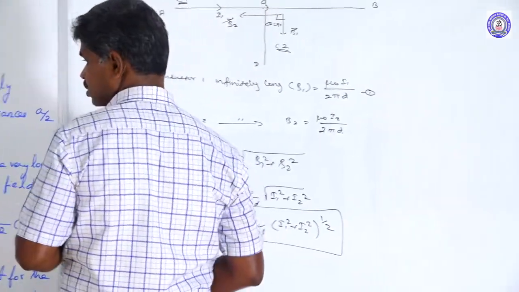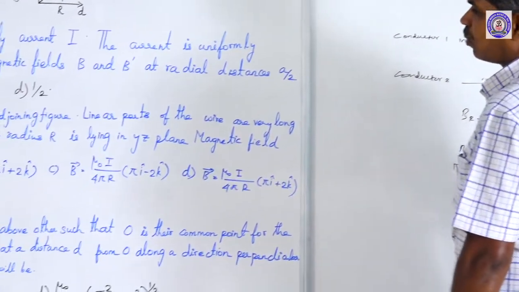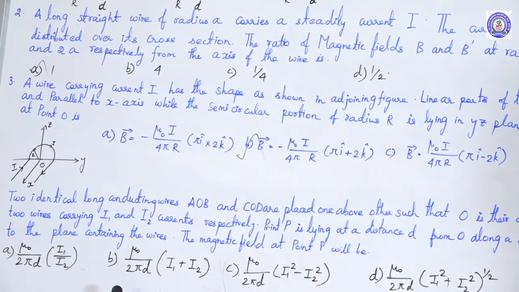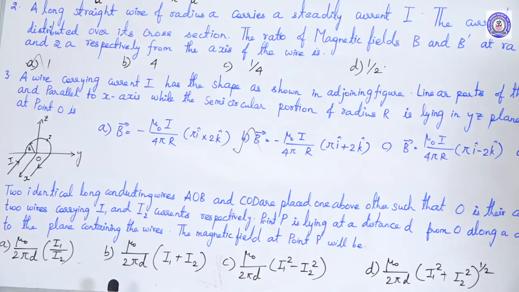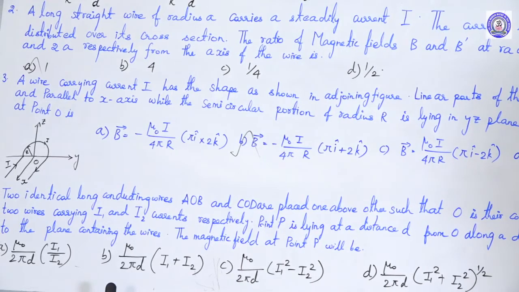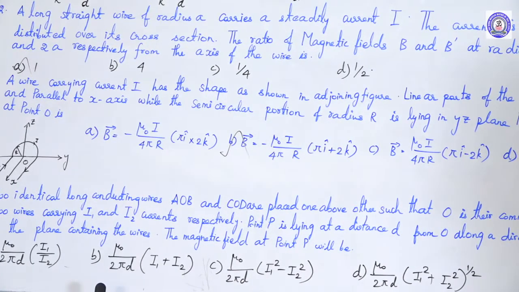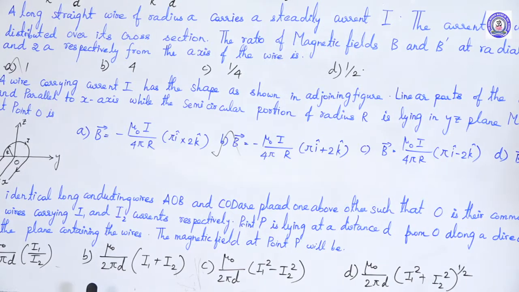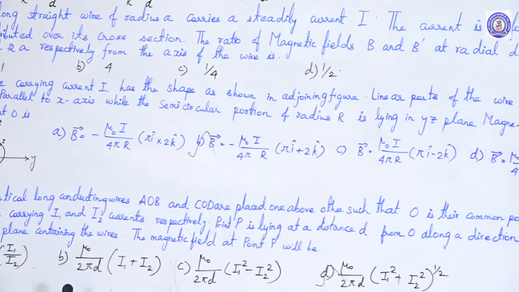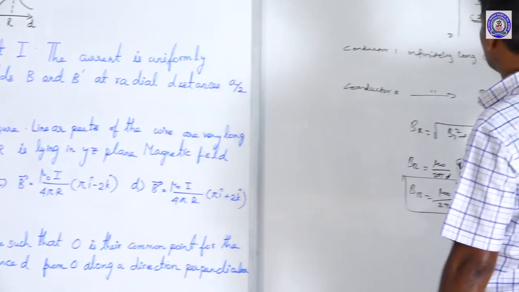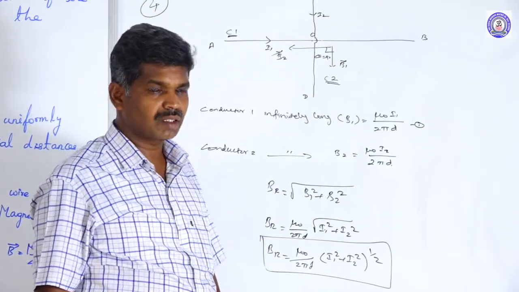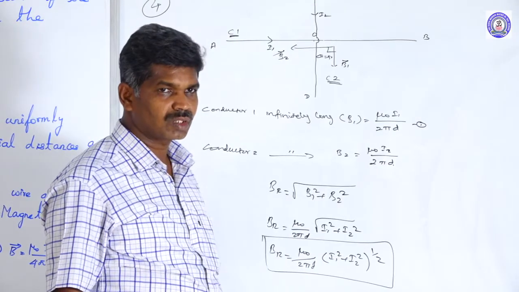I want to check the options. First option is mu naught by 2 pi d of I1 by I2, not matched with our answer. Second option, mu naught by 2 pi d of I1 plus I2, that also is not matched. Third one, mu naught by 2 pi d of I1 square minus I2 square, that also is not matched. Fourth option, mu naught by 2 pi d of (I1 square plus I2 square) power 1 by 2, that is our correct option. Due to the two infinite long conductors, at a distance d above that plane, we have the resultant magnetic field Bt equal to mu naught by 2 pi d of (I1 square plus I2 square) power 1 by 2.